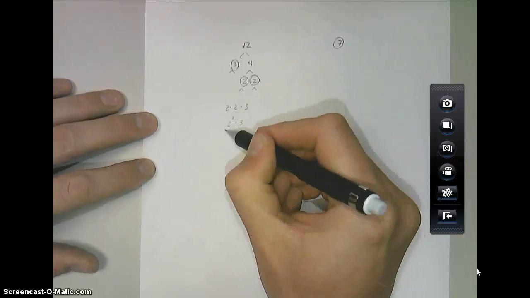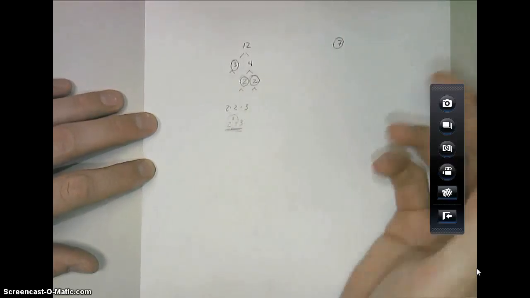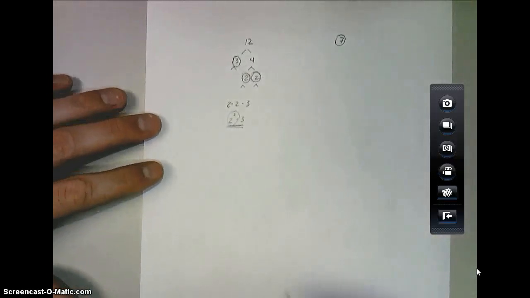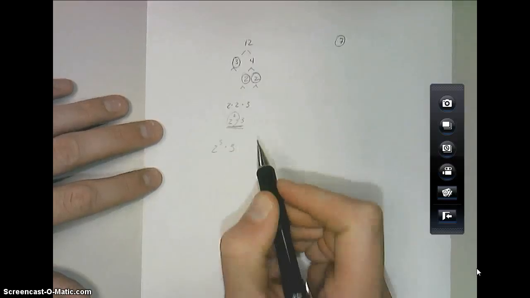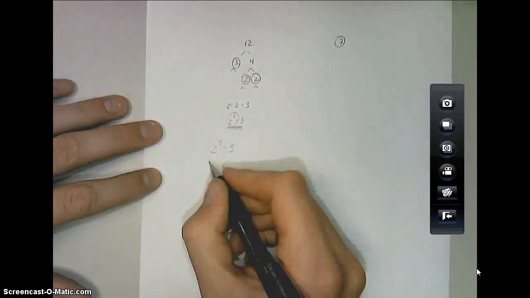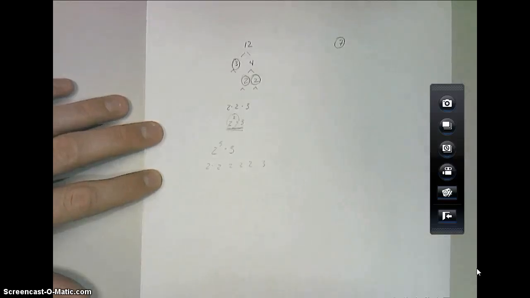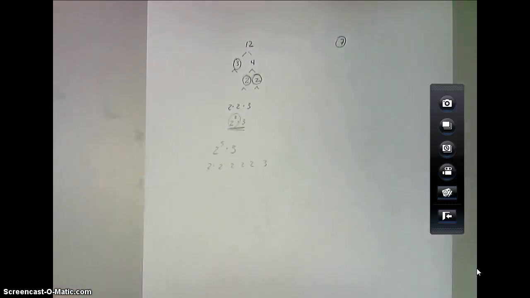Now to get to this, all I did was, since I had 2 times 2, it's the same as 2 squared. It's just an easier, simpler way to write it. For this one, it wouldn't really matter that much, but if you had 2 to the 5th times 3, it looks a lot cleaner to write that than 2 times 2 times 2 times 2 times 2 times 3. Okay? And I think that will get us through 1.8.